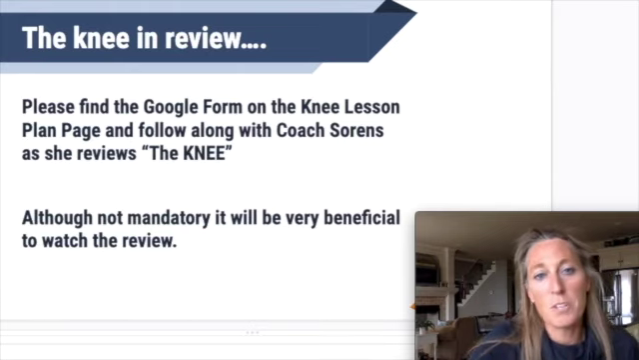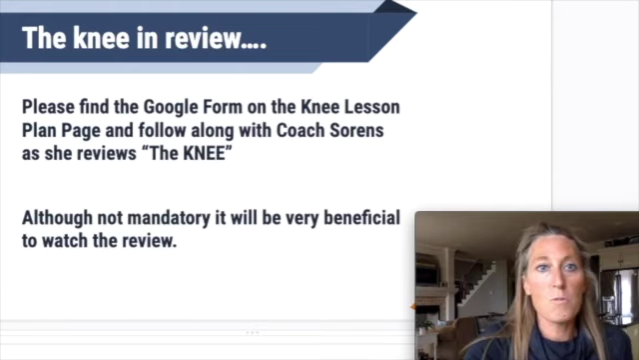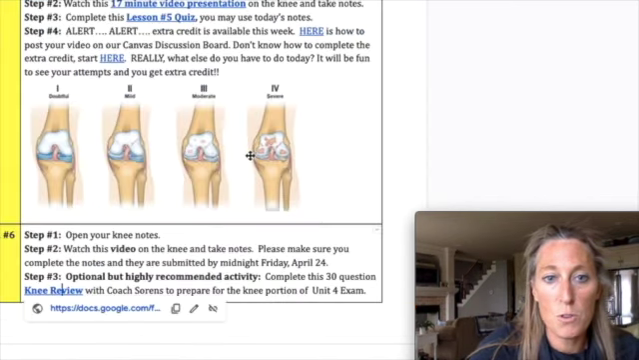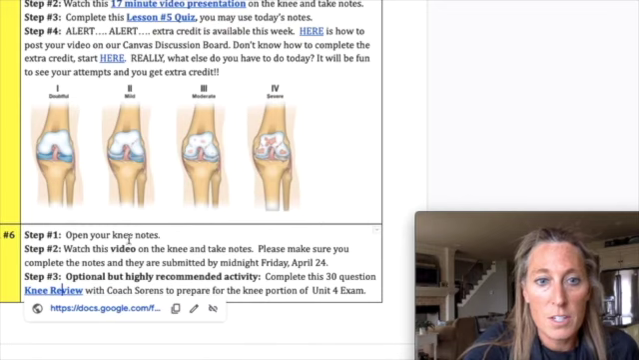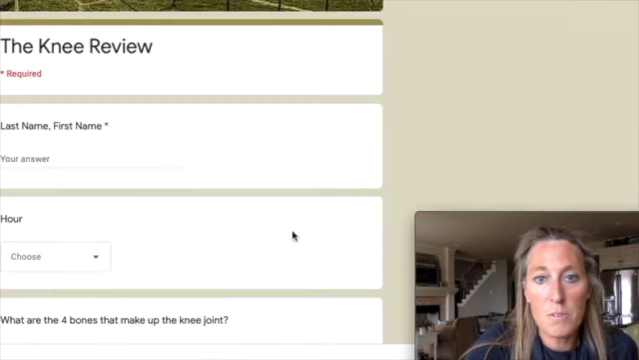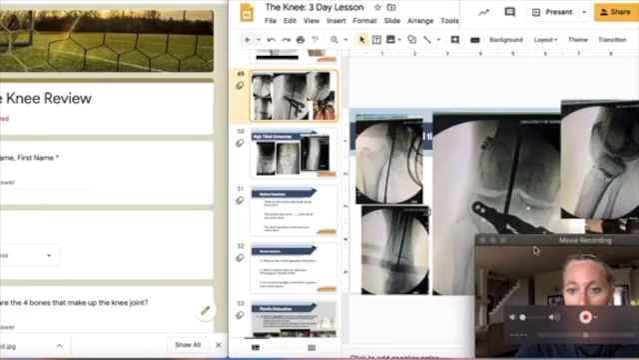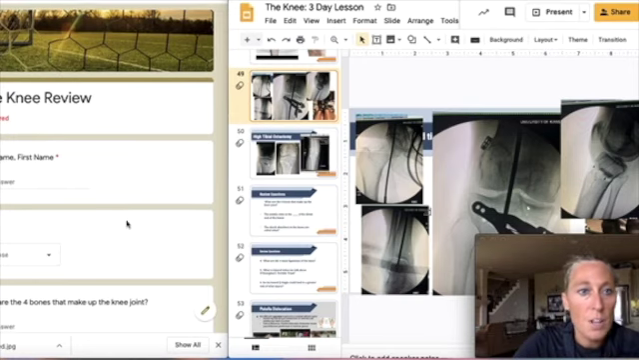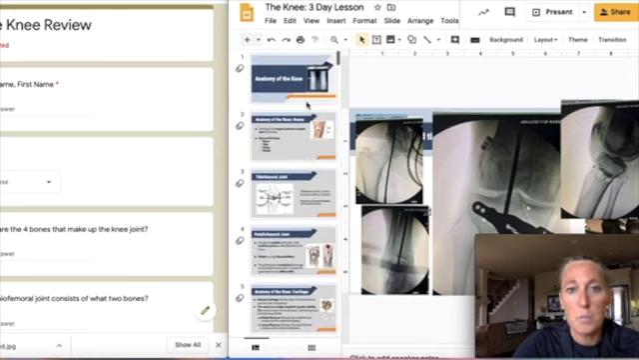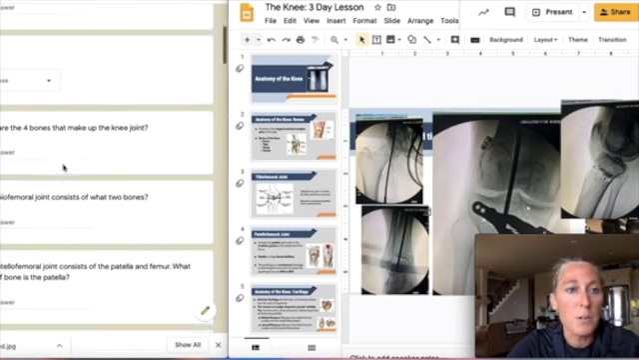Next thing we're going to do, we're going to review the knee. So go back to the Google form or the knee injury lesson 4 through 6 here. Down on the 6th one, find knee review. Open the knee review, and I will be back to go through that with you. And we are back. We're going to go through the knee review. The knee review is on this side of my screen, and then we will find the information in the presentation on the right. So make sure you have your last name, comma, first name, and what hour you are in.